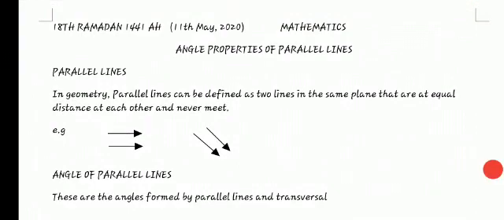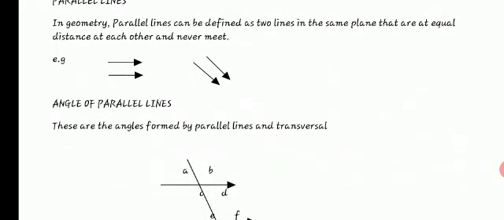If you look at the example given here, we have two parallel lines. They go in the same direction, but they do not meet. And the second one that faces down, that one too, they go in the same direction, but they do not meet. They are parallel lines. Angles of parallel lines. These are the angles formed by parallel lines and a transversal. A transversal is a line that bisects parallel lines and gives angles.